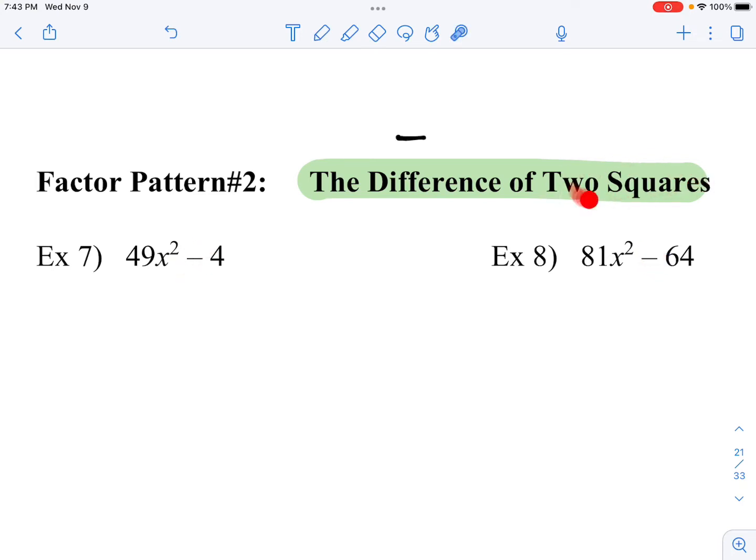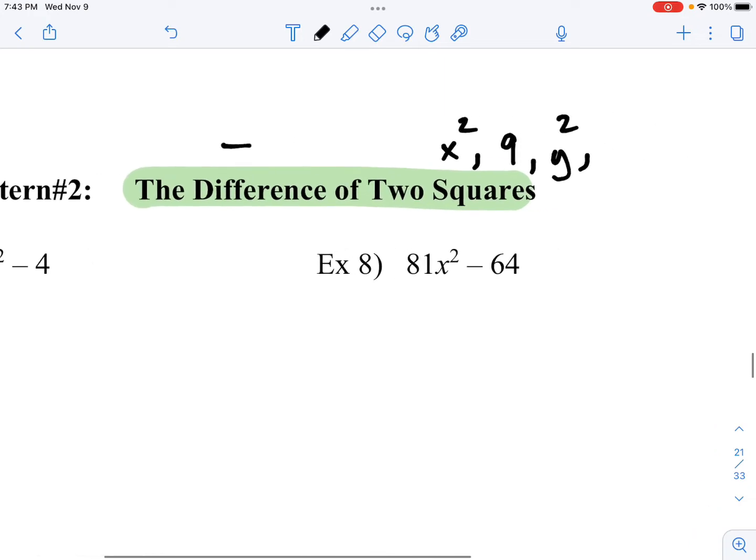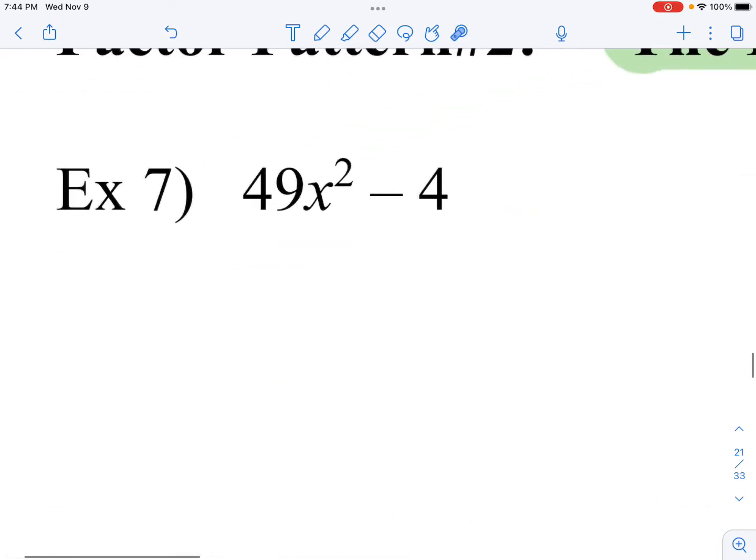Do you know what squares are? Squares are like x squared. Another number that's a square is 9, because it's 3 times 3. Can you think of other numbers that are squares? Sometimes you'll see a y squared. What else? 16 is 4 times 4. 25 is 5 times 5. There's a bunch of them, right? Those are what I'm talking about when we're talking about squares. So when you see 2 different squared things that are being subtracted, that's when you use this method.